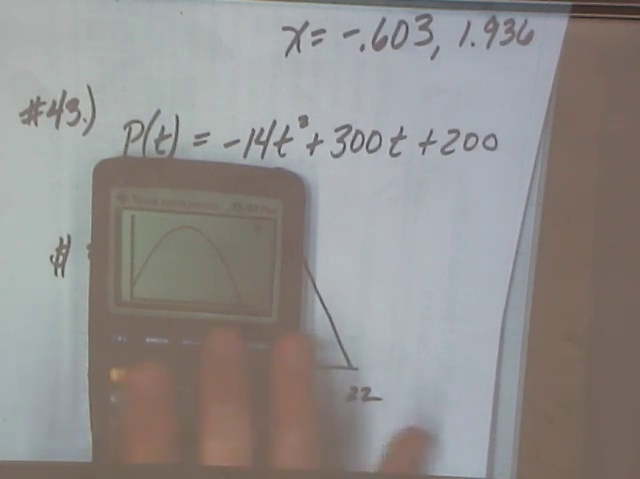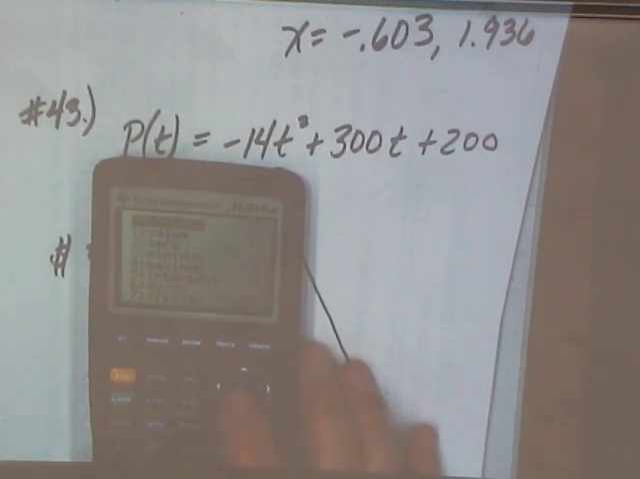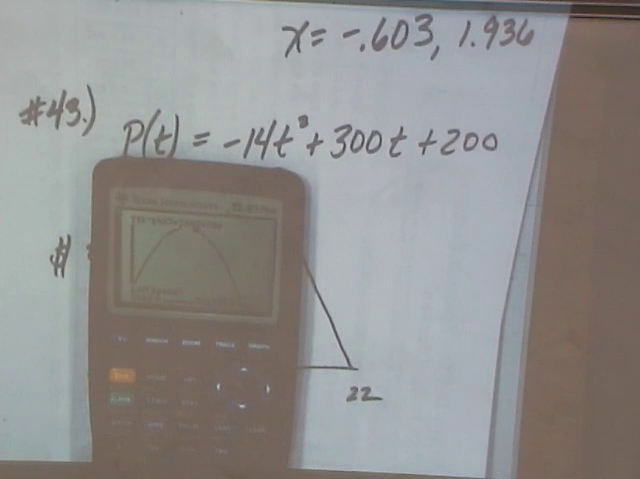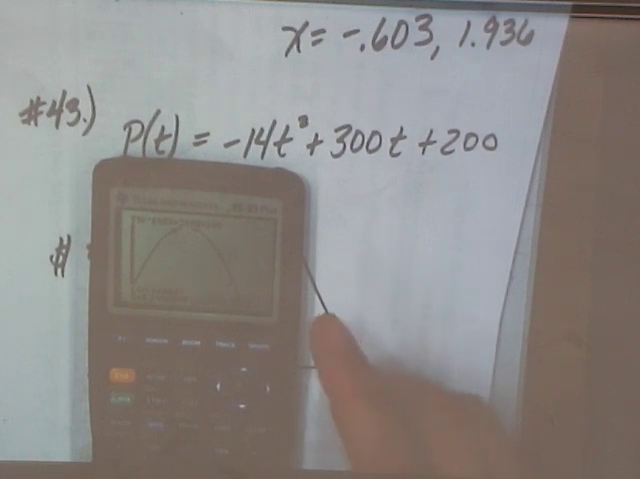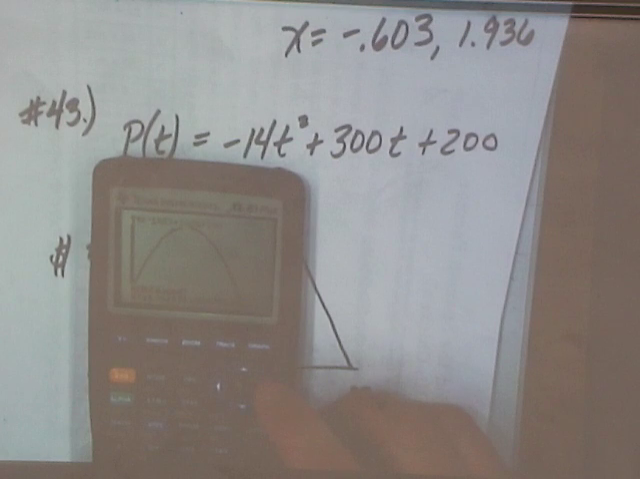Second calc. Which one? Maximum. Now this is the one where we're going to do left bound, right bound. So make sure your cursor's on the left side of the maximum. Hit enter. Make sure your cursor's on the right side of the maximum. Hit enter. And then for guess, hit enter.